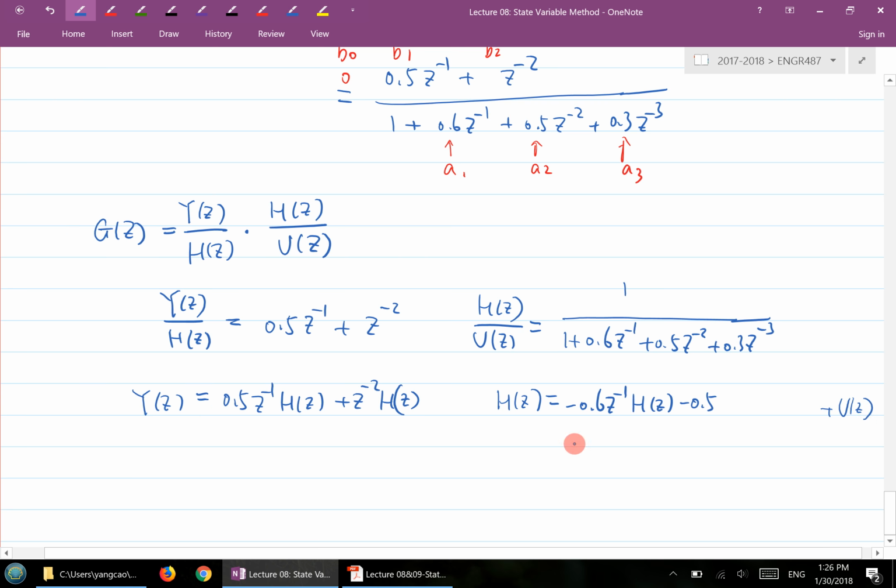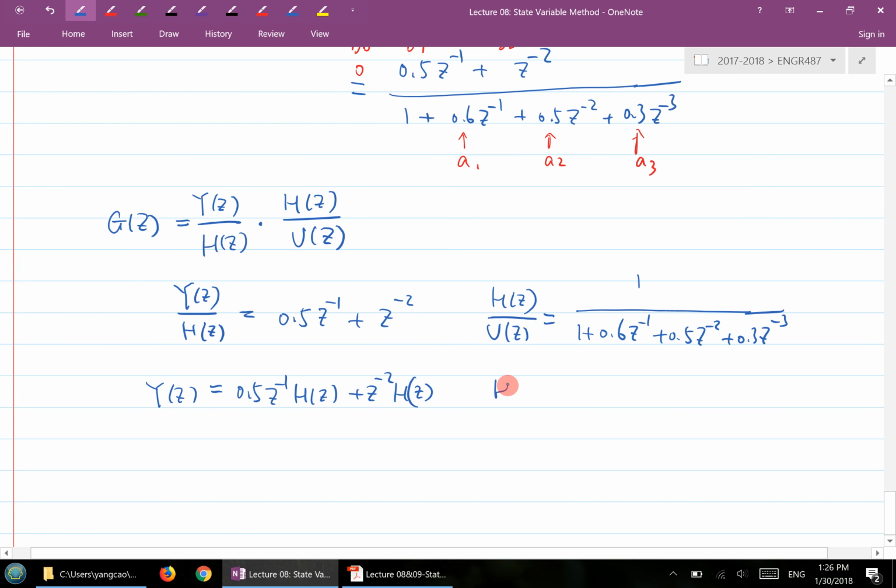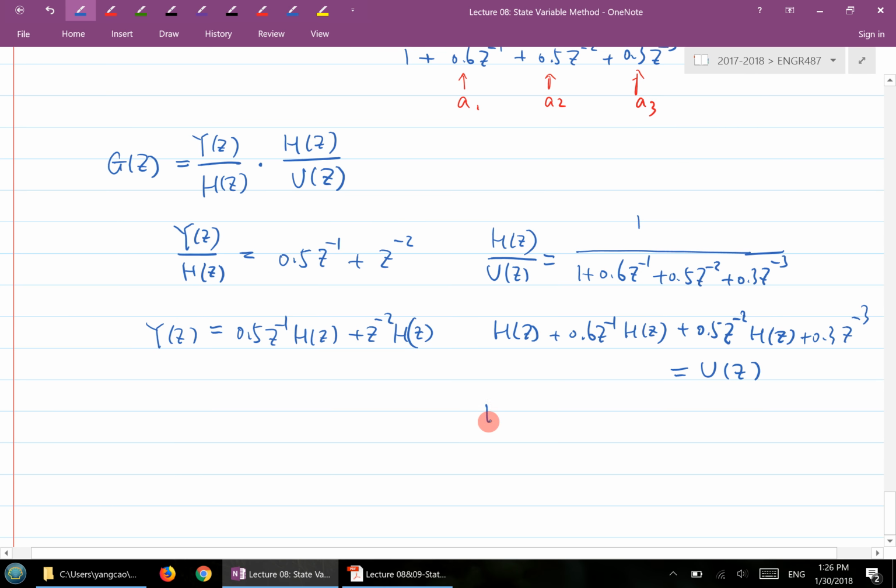I'm moving things around. Okay, let me not skip steps then. So h of z times 1 plus h of z, the whole thing equal to what? U of z, right? And then I will just keep h of z, this one here, and then move the other term to the same side as u of z.